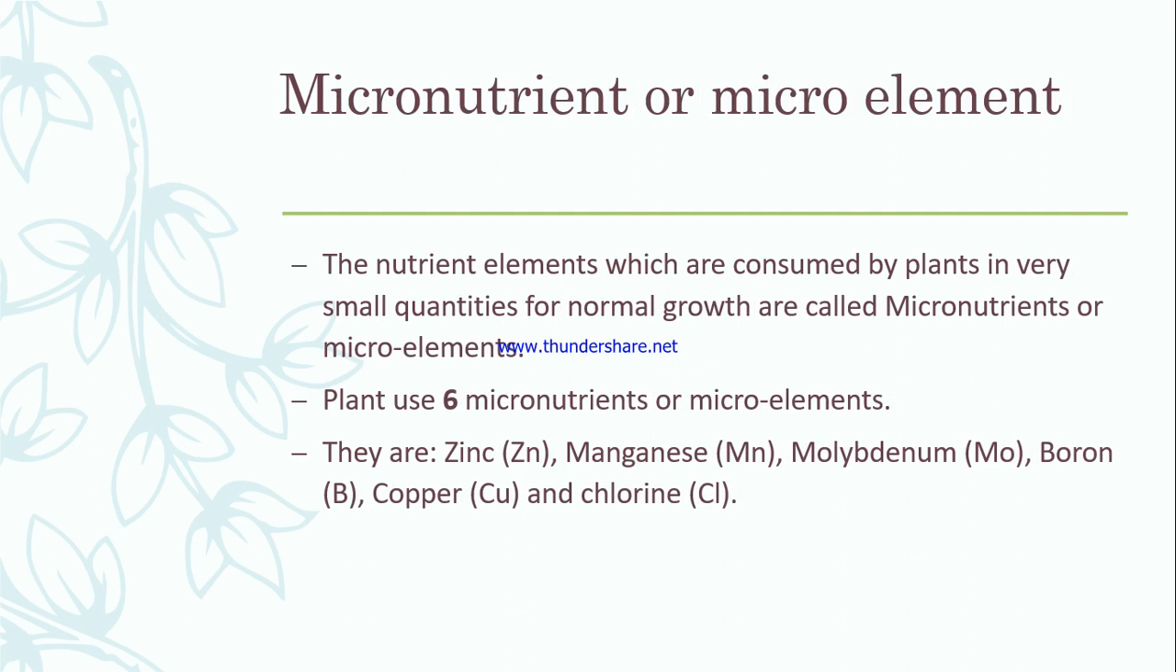Now micronutrients. The elements which are consumed by plants in very small quantities for normal growth are called micronutrients. It is similar to the name: micro means small, so micronutrients are consumed in small amounts. Plants use 6 micronutrients. So among 16 essential elements, 10 are macro and the rest, 6, are micronutrients. The 6 micronutrients are zinc, manganese, molybdenum, boron, copper and chlorine. You have to memorize these names also for MCQ.